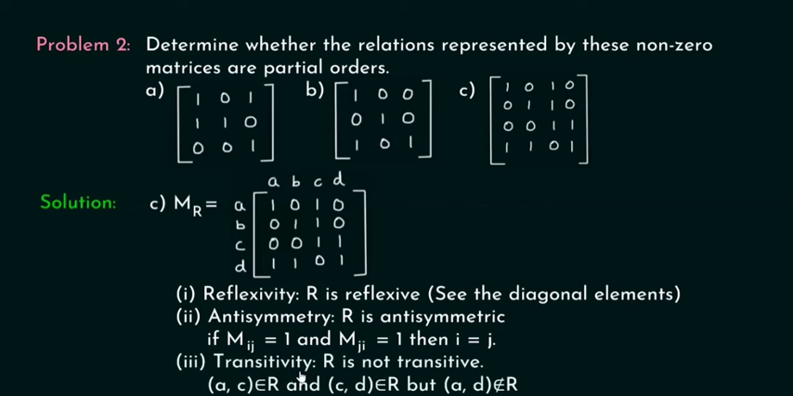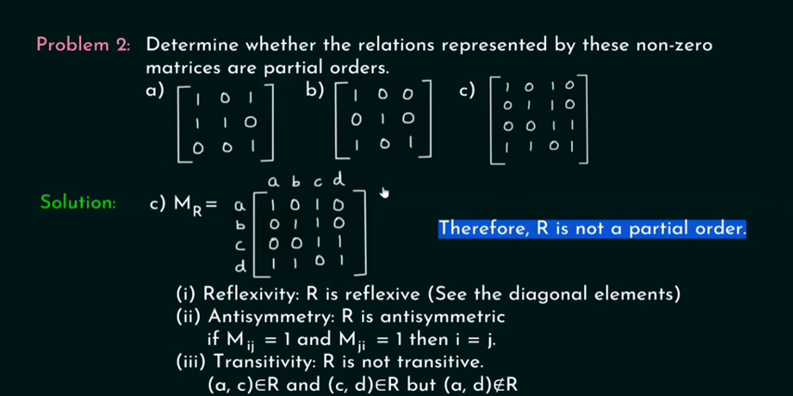Now we can check transitivity. R is not transitive because A, C does belong to R, C, D does belong to R, but A, D does not belong to R. Hence, it is clear that this relation is not transitive. Hence, R is not a partial order. R is reflexive, antisymmetric, but not transitive. All three properties must be satisfied, right?